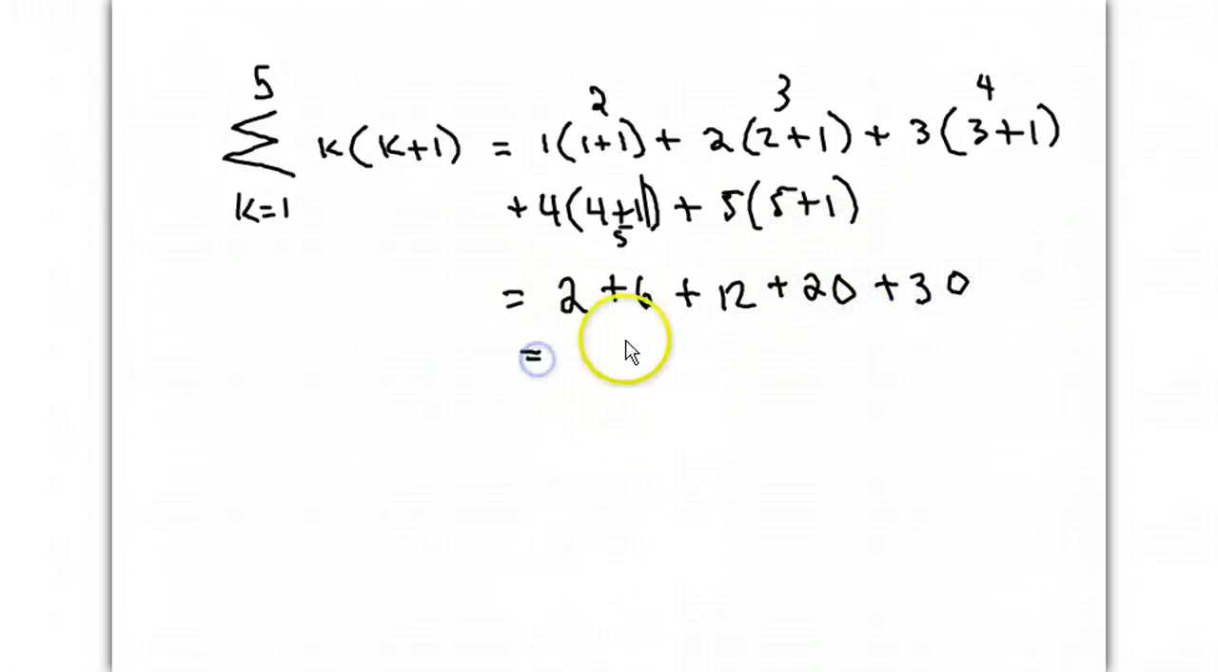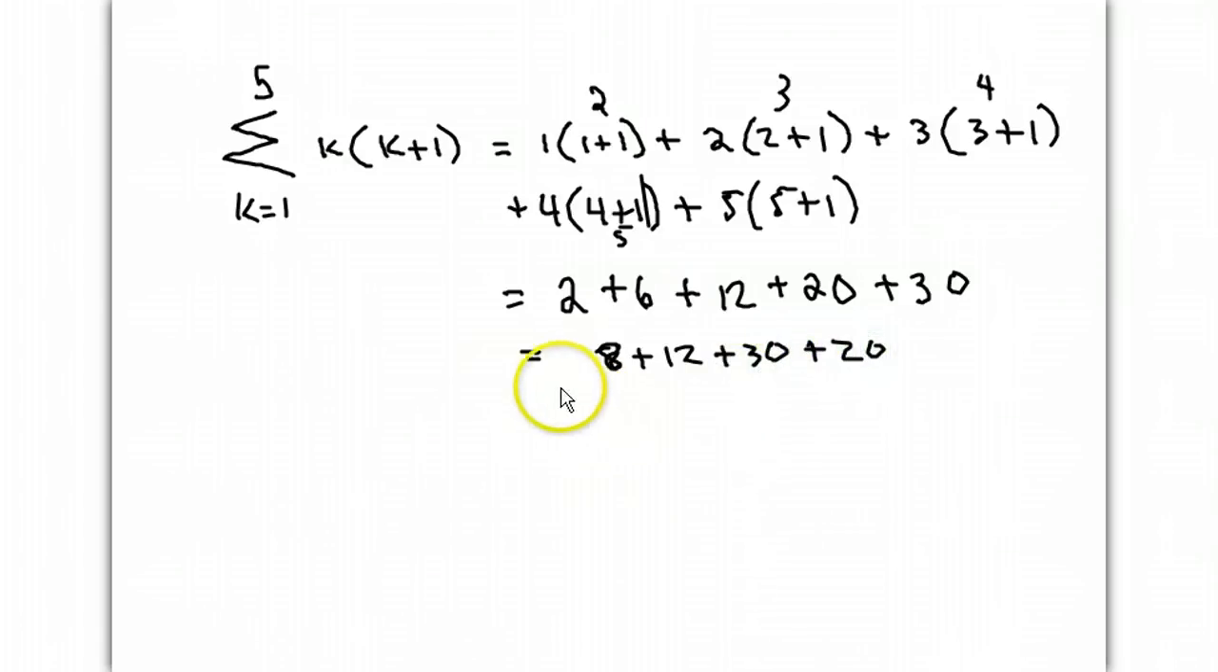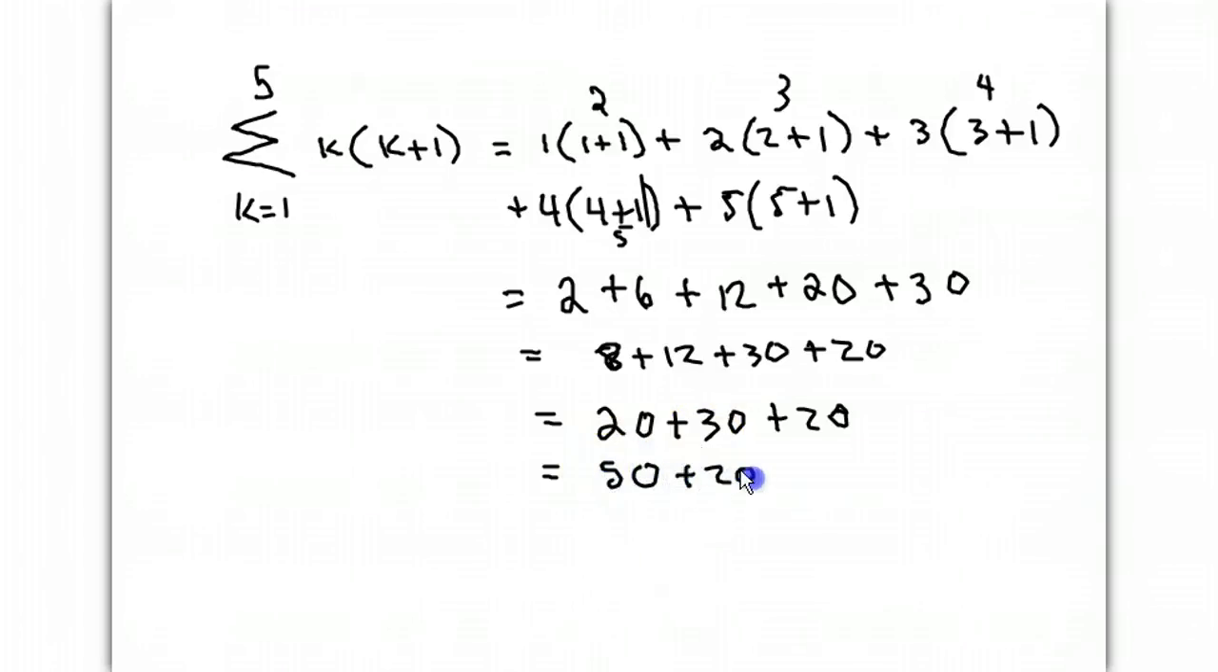So when you add them up, you do it two at a time if you're doing it by hand. So this would be 8 plus 12 plus 30 plus 20. 8 plus 12 will give you 20. So this is 20 plus 30 plus 20. Remember, when you add up, you do it 2 at a time. So 20 plus 30 is 50 plus 20. And that essentially comes out to 70. So the summation of k from 1 to 5 of k open parentheses k plus 1 is equal to 70.